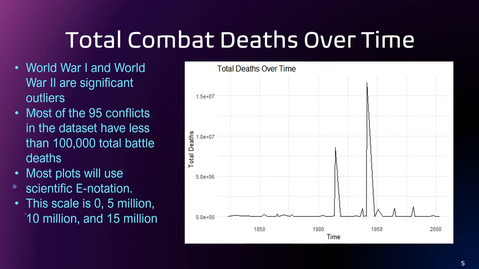For clarity, in future plots, RStudio is using scientific e-notation for large numbers. So when we look at the total battle deaths from World War II, we see that that number is over 15 million, when the majority of these 95 conflicts have under 100,000 total battle deaths. It's really hard to see the scale of how these other battles compare to one another, separated from World War I and World War II. So this is something that we're going to have to take a deep dive into as we move through analyzing this data set.